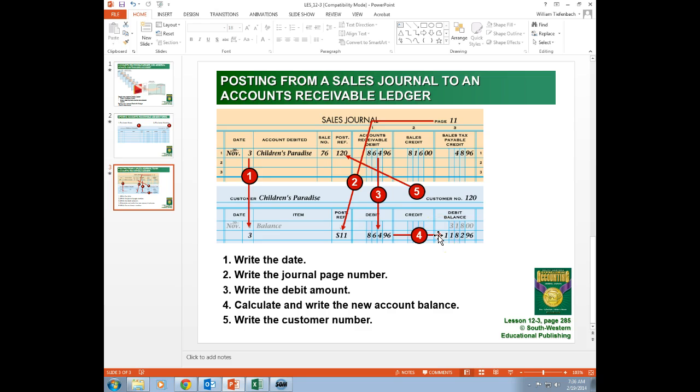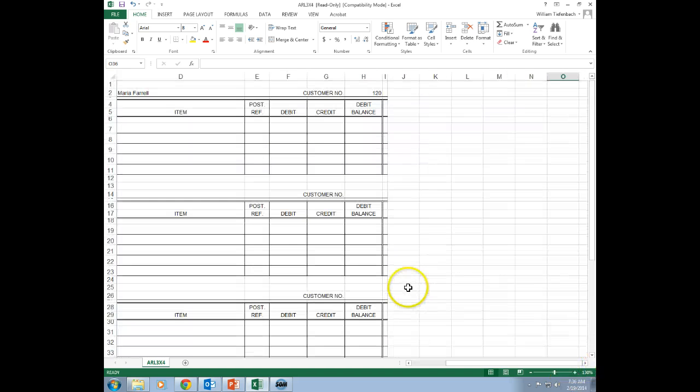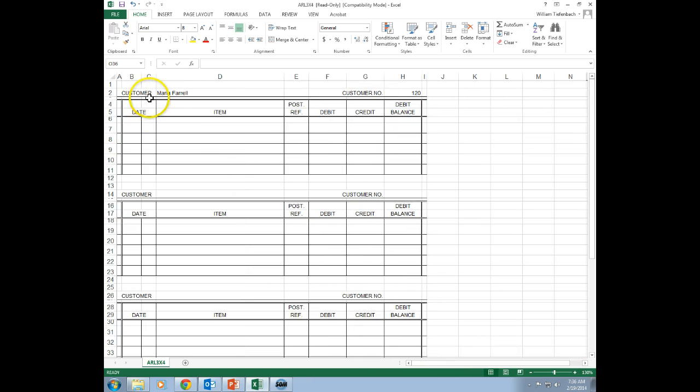I want to go over the Work Together with you on page 286. In the working papers which you receive, you see the sales journal, page 10. You have the date, on the 20th, Maria Farrell, and it wants you to start a new accounts receivable ledger for Maria Farrell. The account number is 120, so I'm going to put 120 up here. That's the account number. Customer name is Maria Farrell. Let me zoom in here a little bit for you. There we go.